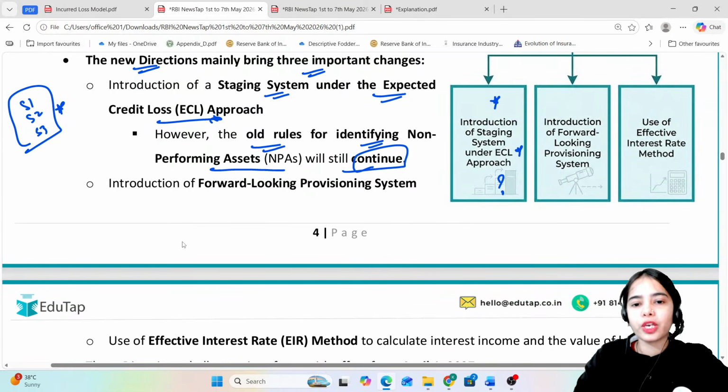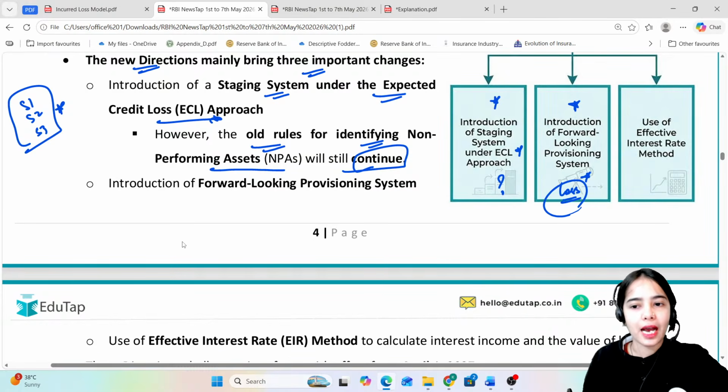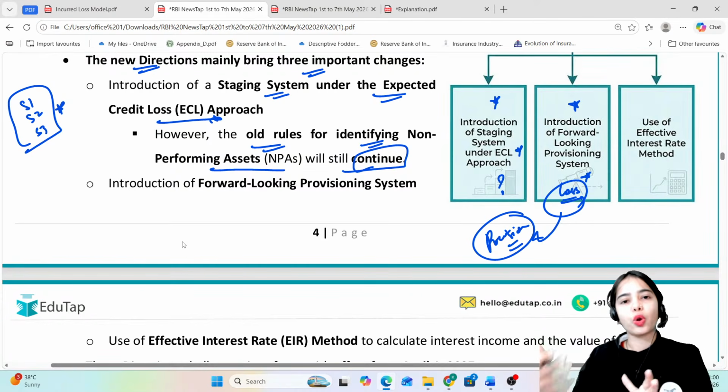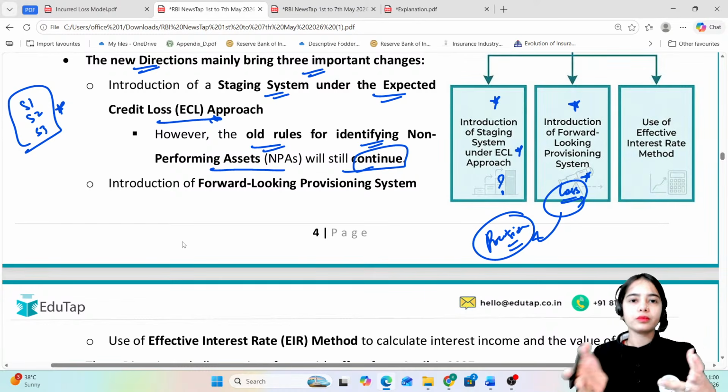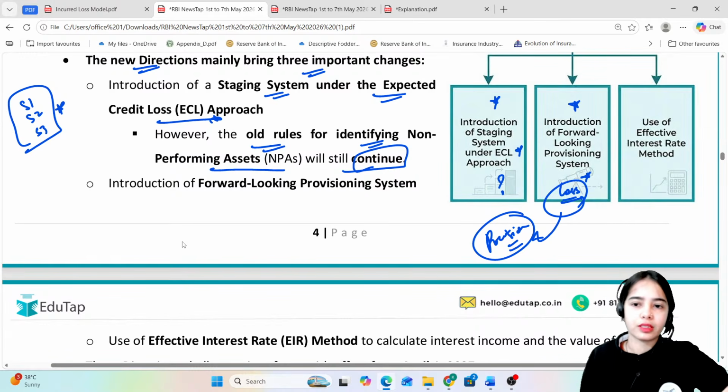Introduction of forward-looking provisioning system. So there is the introduction of the forward-looking provisioning system, that before the loss finally happens, before that only the provisions should be started to be maintained. Okay, so before the actual loss happens, on a preemptive basis, the bank should start maintaining the provisions. Why, how this will happen, this we will discuss.